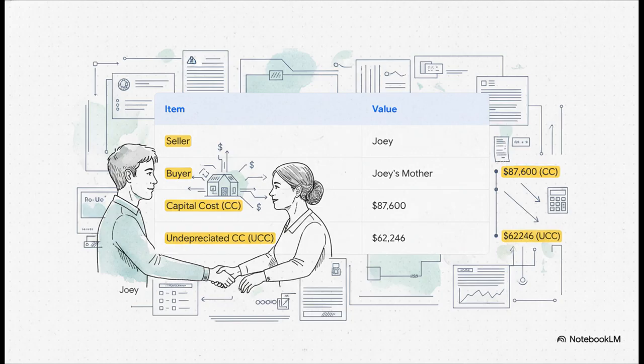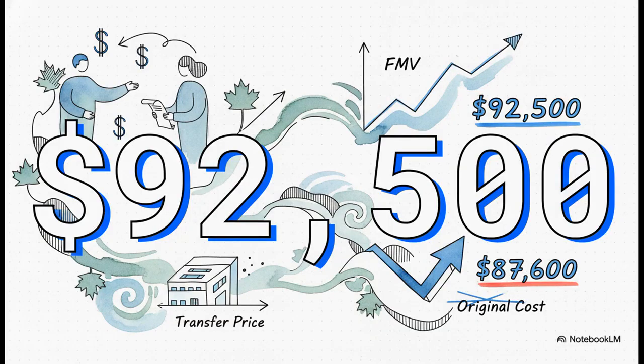Here's our new situation. Joey's selling a different asset, but this time he's selling it to his mother. He originally bought this one for $87,600, and after some years of CCA, its current UCC is down to $62,246. Now, the transfer price this time is $92,500. And here is the game-changing fact for this scenario. Notice that this selling price is actually higher than Joey's original capital cost of $87,600. And that one fact, it changes everything.